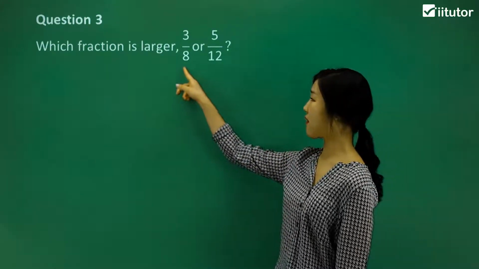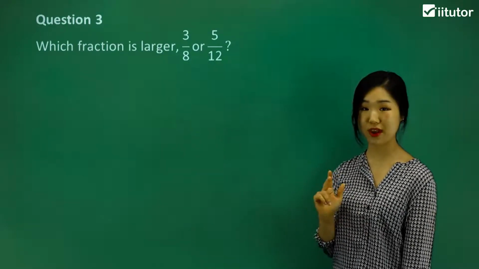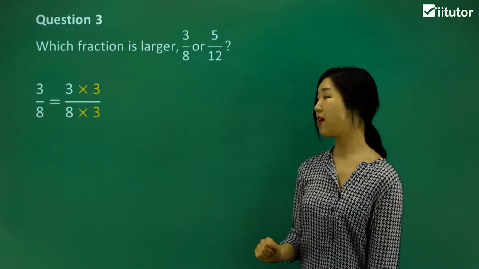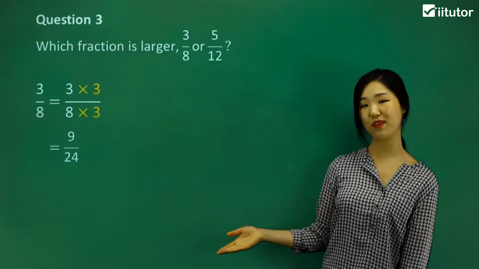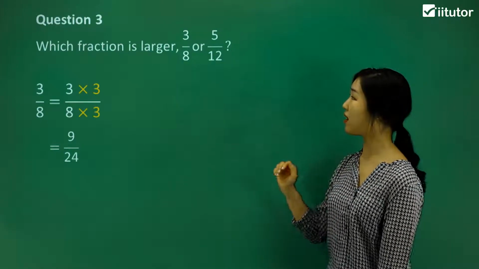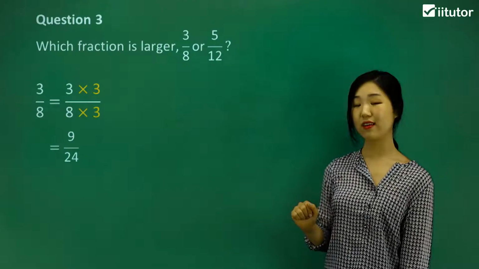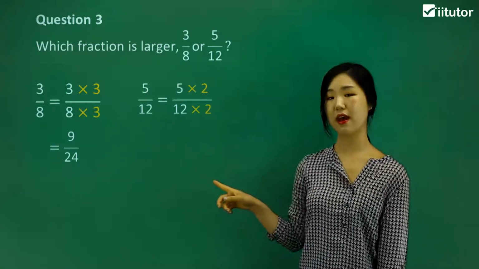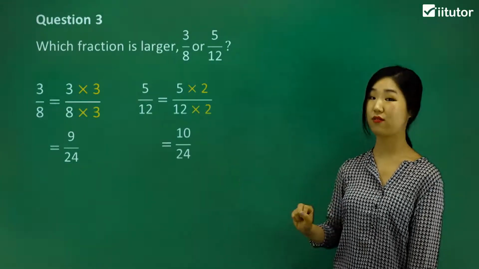So let's start with the first one. 8 times what is 24? 8 times 3 is 24, isn't it? So let's multiply top and bottom by 3. So then the numerator becomes 9 and the denominator is 24 as we wanted, wasn't it? Now let's look at the second one. 12 times what makes 24, guys? 12 times 2 is 24. So multiply the numerator and denominator by 2. So 5 times 2 is 10, and the denominator is 24 as we wanted.